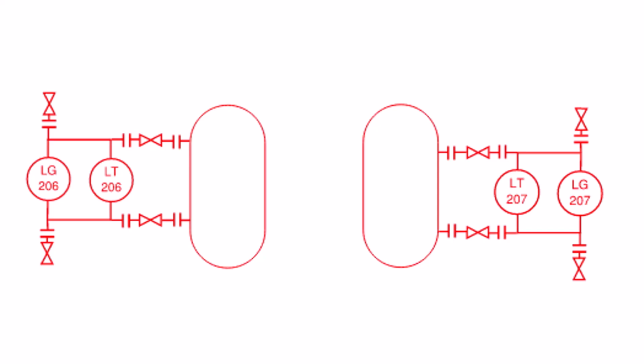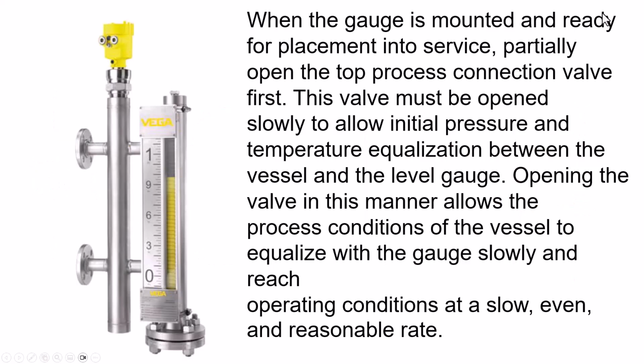Let's discuss the recommended way to put these columns in service. When the gauge is mounted and ready to be placed in service, partially open the top process connection valve first. This valve must be opened slowly to allow initial pressure and temperature equalization between the vessel and the level gauge. Opening the valve in this manner allows the process conditions of the vessel to equalize with the gauge slowly and reach operating conditions at a slow, even, and reasonable rate.